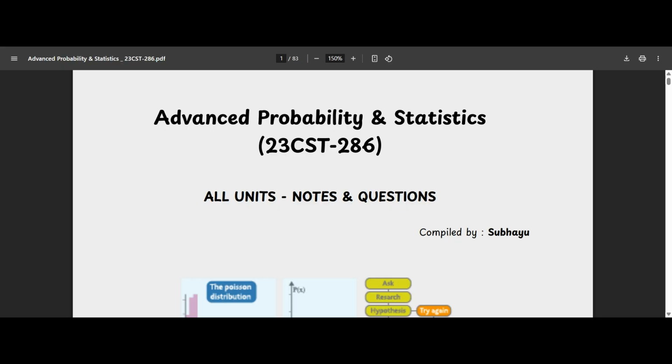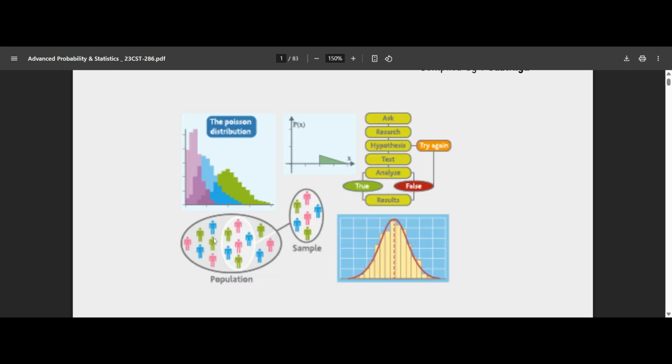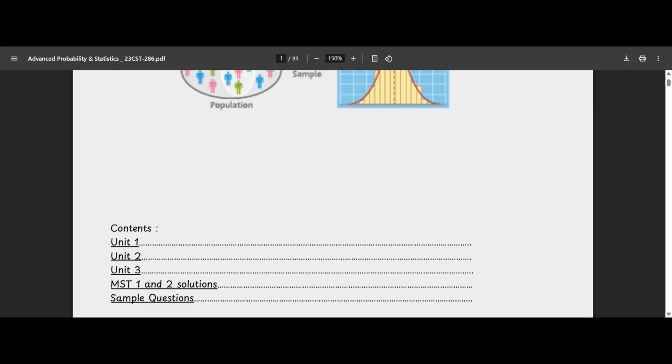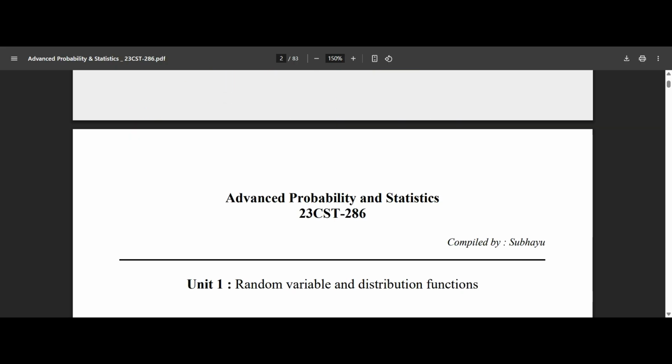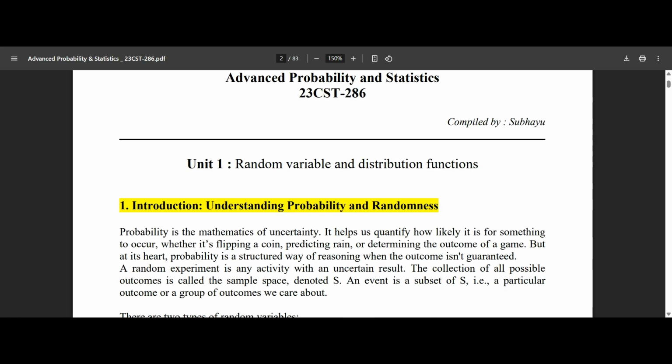So in today's video, we'll be discussing Unit 1, that is random variables and the different probability distributions. So firstly, what is probability and randomness?